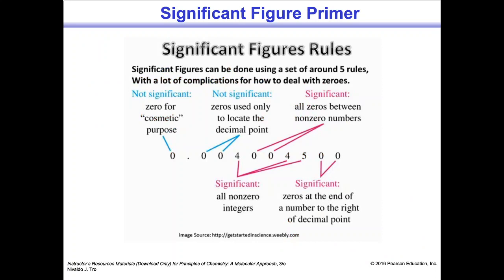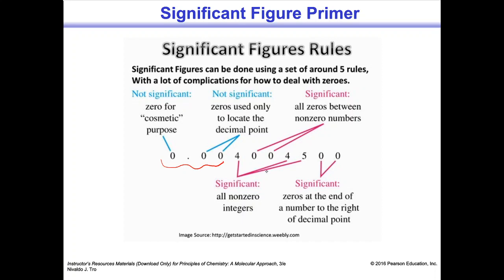Okay, so here it's done graphically for you. This shows you a non-significant cosmetic zero. So always start a number with a number. In other words, you would write 0 point something. Don't just write .0 something. That's not how we write numbers. So we have a non-significant cosmetic zero, in other words, leading zeros. All of these are leading zeros, so none of those are significant.